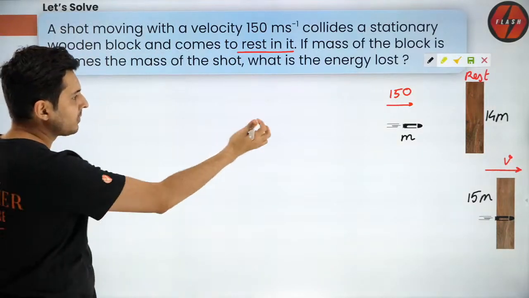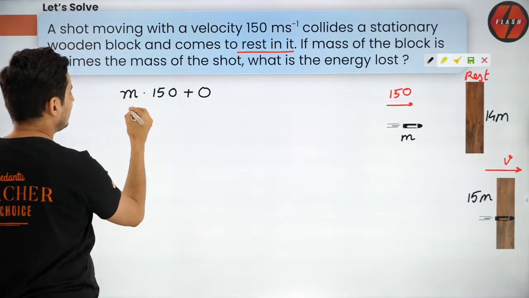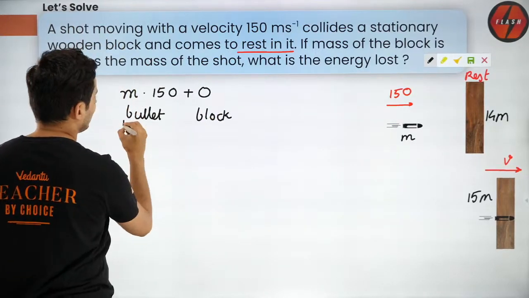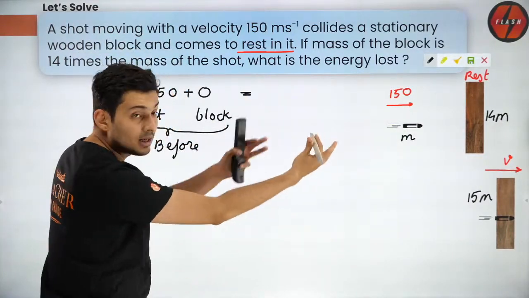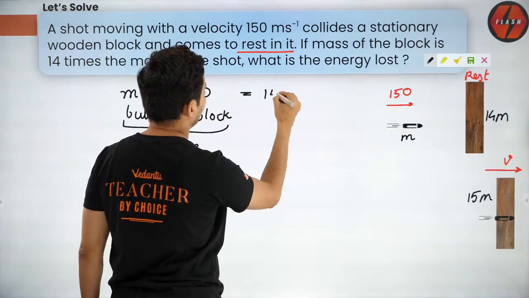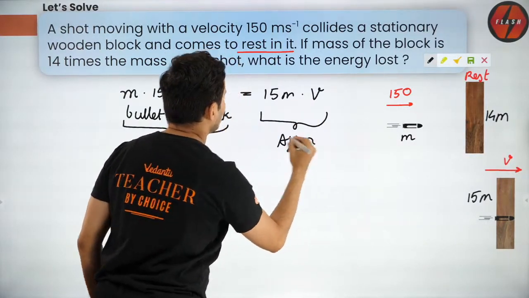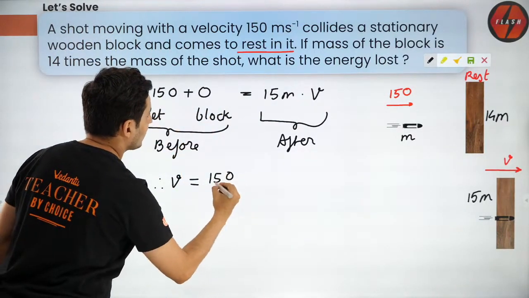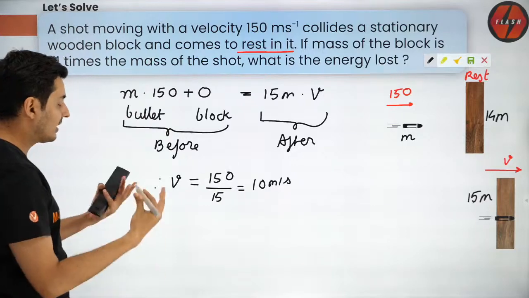So conserve the momentum. What is the initial momentum? M into 150. The block is at rest. So understand, this is the bullet and this is the block, and this is obviously before the collision happened. What is going to happen after? Remember, I have always shown two diagrams. The combined mass is 15m and the new velocity is unknown. So this situation is afterwards. Just rearrange and you will get the velocity as 150 by 15, which is nothing but 10 meters per second. So that is what the new velocity is.